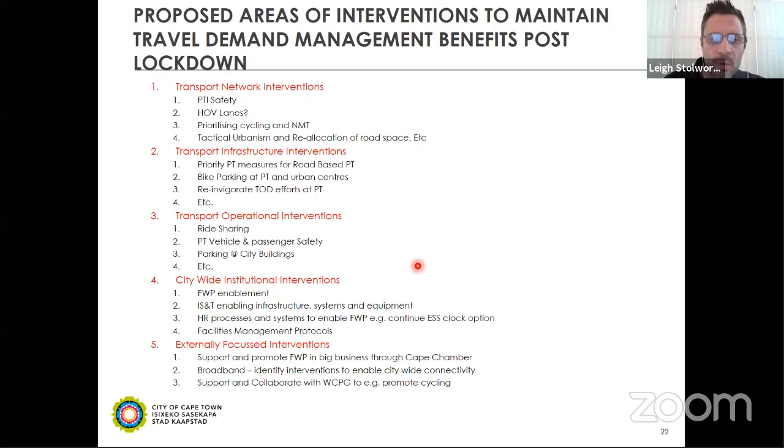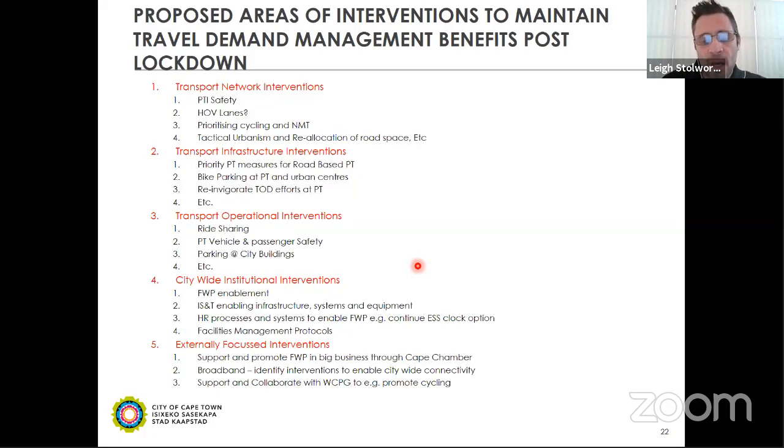the new normal. We're considering transport infrastructure interventions in terms of priority road-based public transport to give speed advantages to public transport, which is operating in mixed traffic. We need to beef up the provision of bike facilities and parking at urban centers to create and enable active cycling and a higher mode share for NMT in the mix. We're also looking at transport operations in terms of ride sharing, and that also looks at reallocation of space in terms of parking at city buildings, etc.